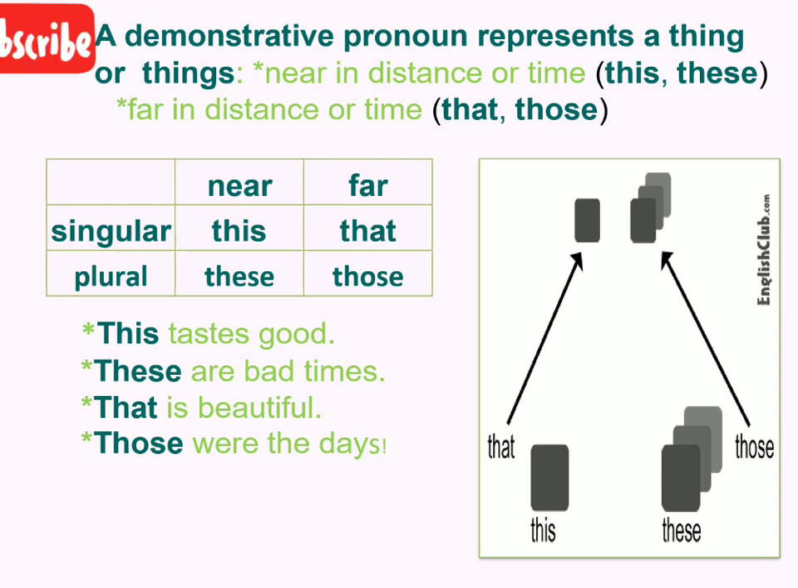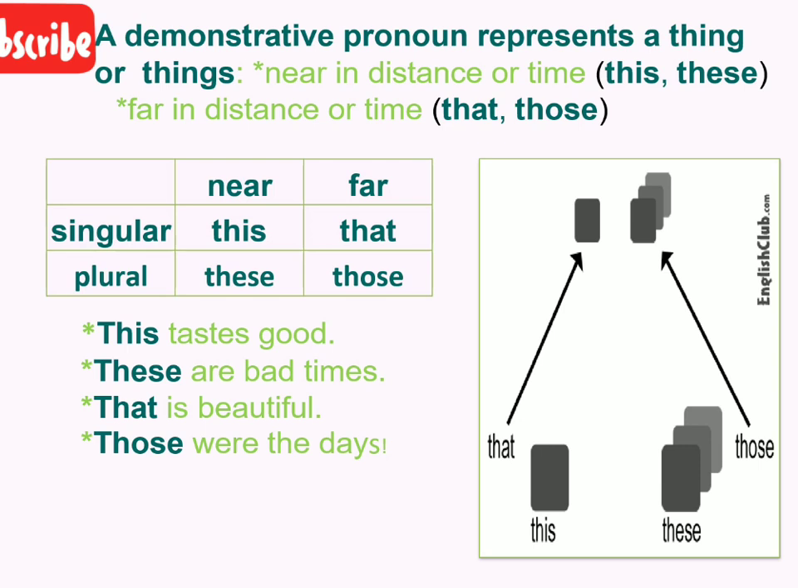Now let us discuss the table that has appeared on your screen so that demonstrative pronouns are more clearly described to you. So what is a demonstrative pronoun? It represents a thing or things. It demonstrates to us about a thing or more than one thing, near in distance or time. If something is near to you in distance or in time, then we use this for singular, these for plural.